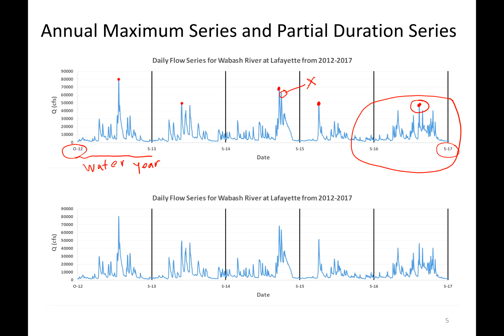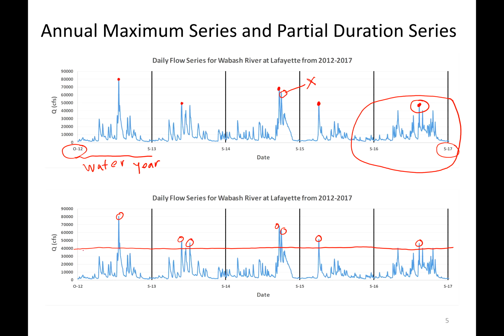To overcome that, sometimes instead of using one value for each year, we try to define a threshold. In this case, if I say that my threshold is 40,000 CFS, then I pick all the values that are above 40,000 CFS, and then I create my time series. So instead of having one value for each year, some years may have multiple values and some years may not have any value.